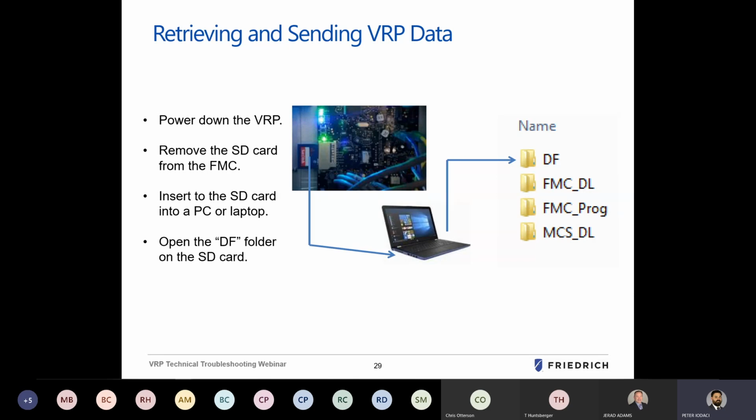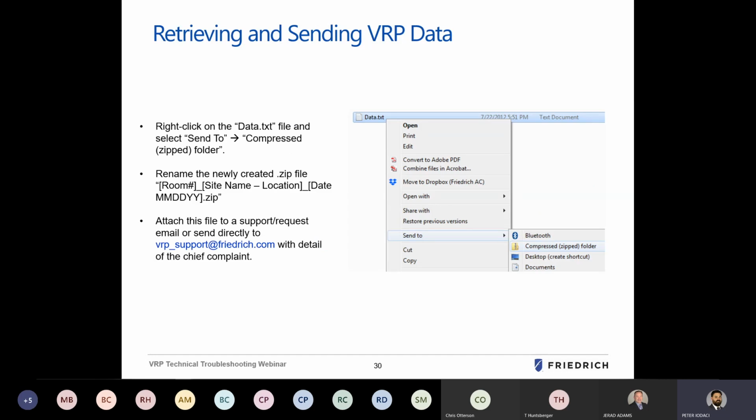Depending on how long the VRP has been operating, there might be 2 files in there. If there happens to be 2 files in there, we're going to want them both. So here's an example of that data file that's in there. What you want to do is zip that file up. So right click it and then open up the option that says send to and then compressed zipped folder. It's going to compress this text file into a size that you're going to be able to email.